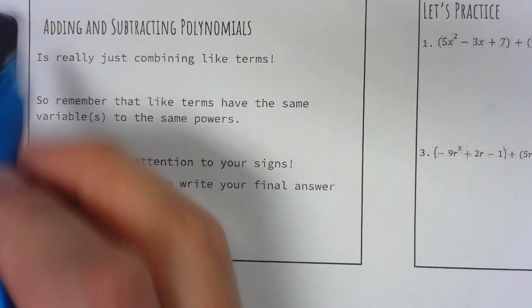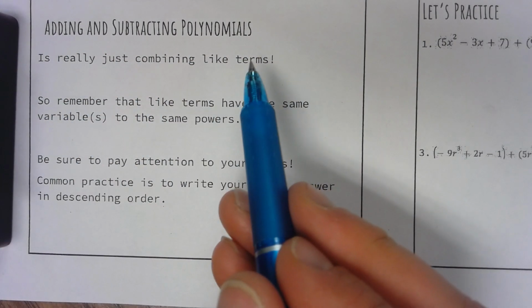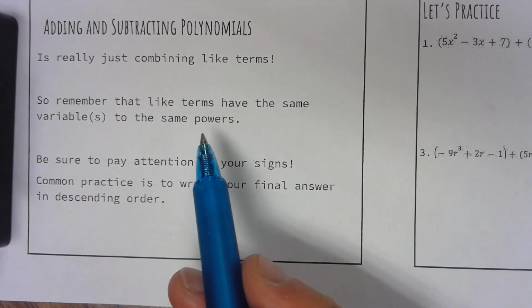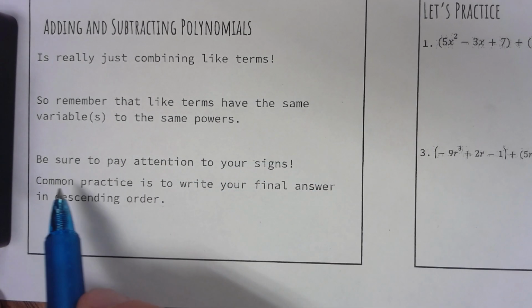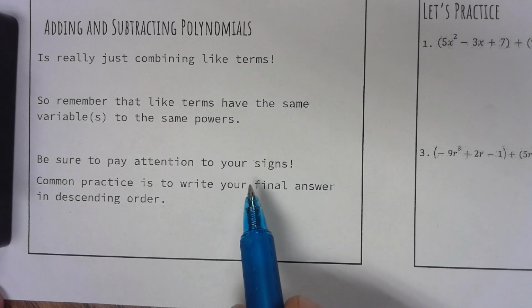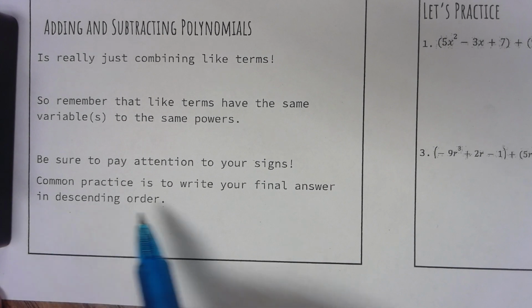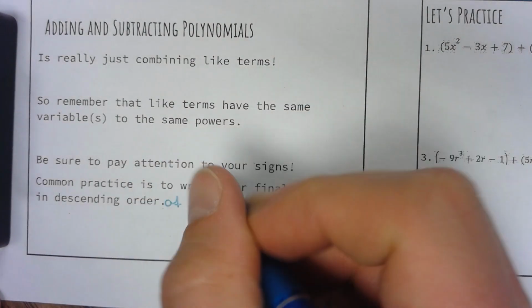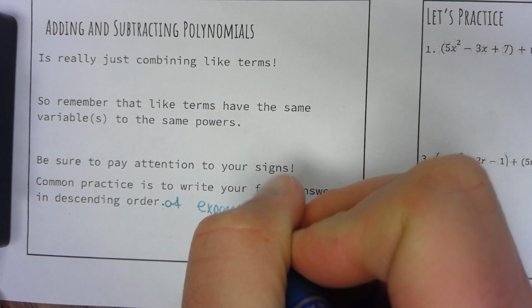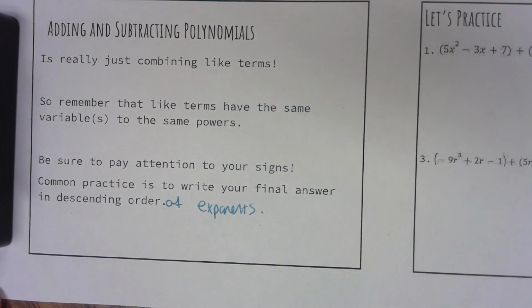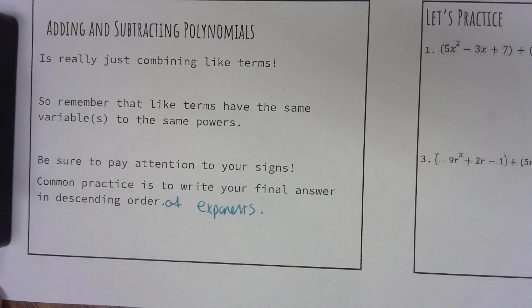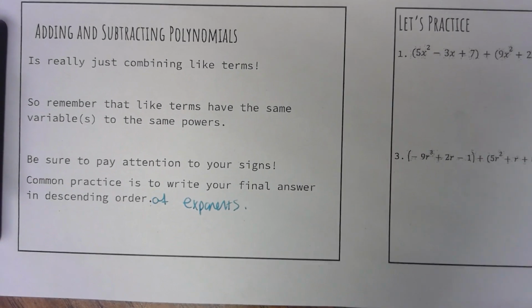Okay, so back to like terms. We're really just combining like terms. They need to have the same variable and the same power or exponent. Be sure to pay attention to your signs, so adding, subtracting. And then common practice is to write the final answer in descending order of exponents. Meaning the term with the highest exponent gets written first, the term with the second highest exponent gets written second, and so forth. That's not wrong if you don't do that. It's just more common practice, but not mathematically incorrect.